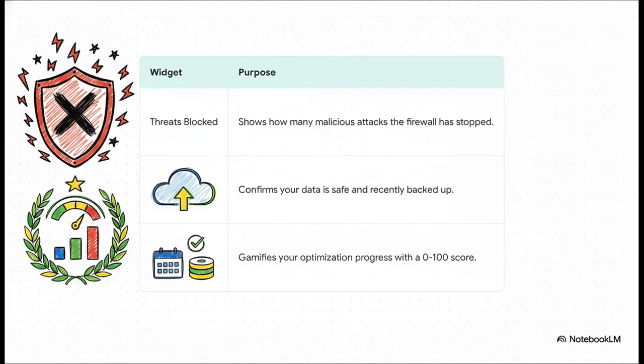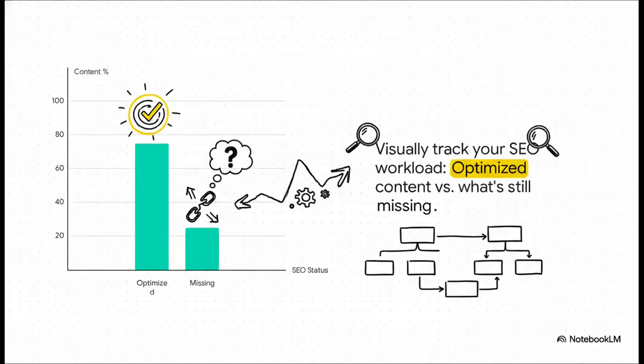Now, let's look at what makes this so useful. These are the key widgets. The threats blocked one, that shows you in real time how many attacks your firewall is fighting off. Last backup is there for your peace of mind, so you can instantly see that your data is safe. And my favorite is the SEO score. It kind of gamifies the whole process with a simple 0 to 100 score, so you always know exactly where you stand.